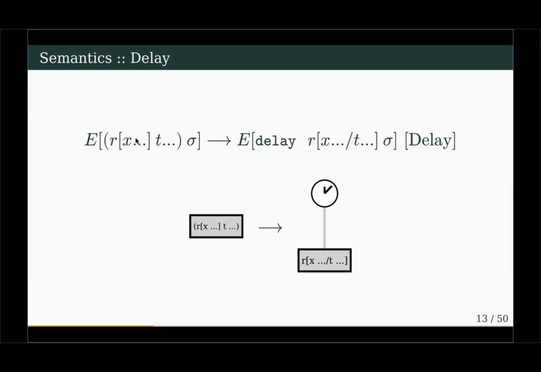So whenever we try to reduce a relation call, we'll do two things. The first thing we'll do is substitute the arguments into the body of the relation. Then we'll also add this delay on top of it. So now that tree is delayed.